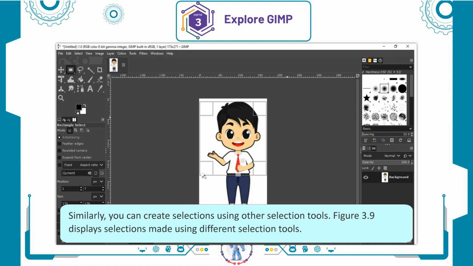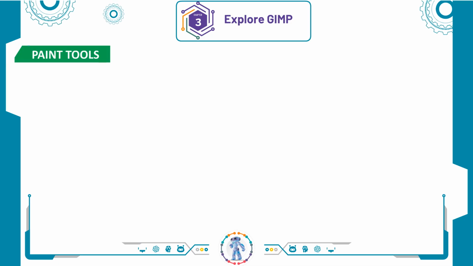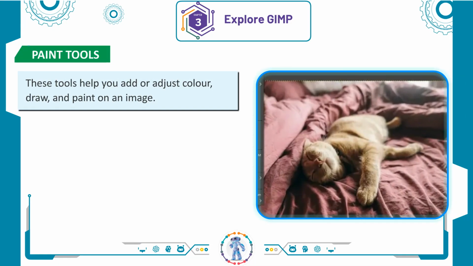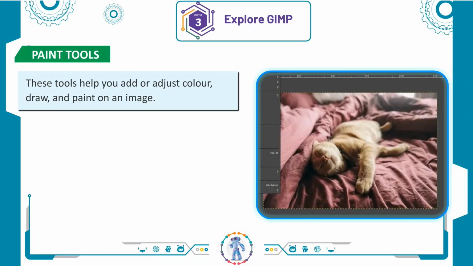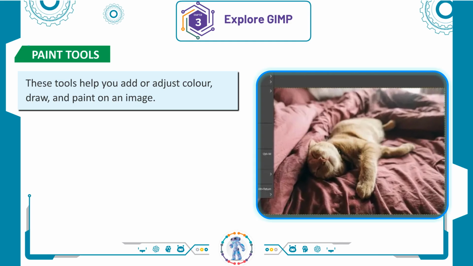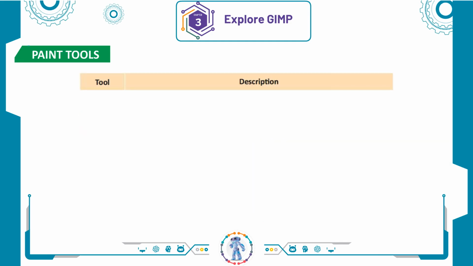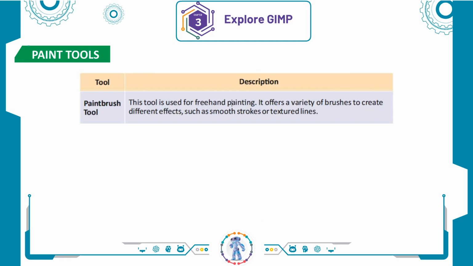Figure 3.9 displays selections made using different selection tools. Paint tools. These tools help you add or adjust color, draw, and paint on an image. Tool. Description. Paintbrush tool. This tool is used for freehand painting. It offers a variety of brushes to create different effects, such as smooth strokes or textured lines.